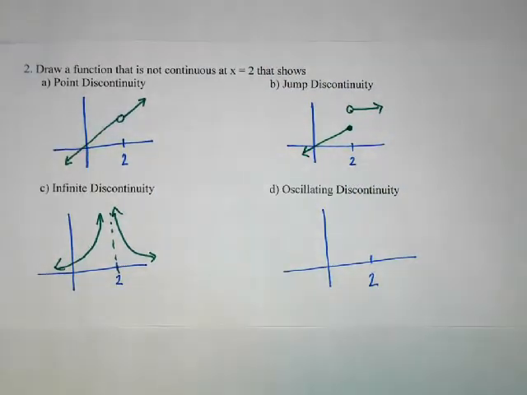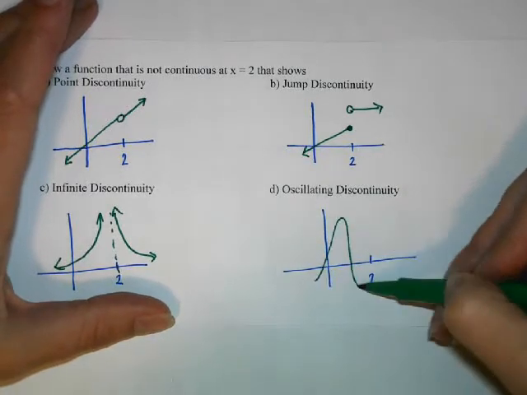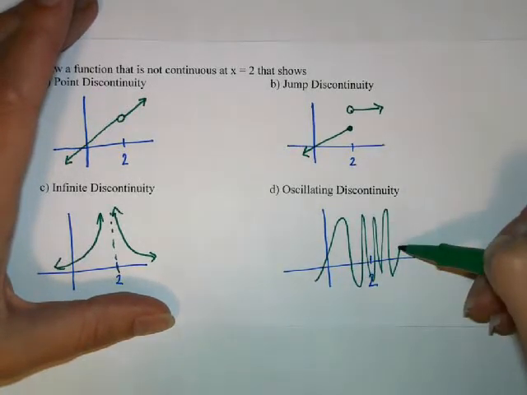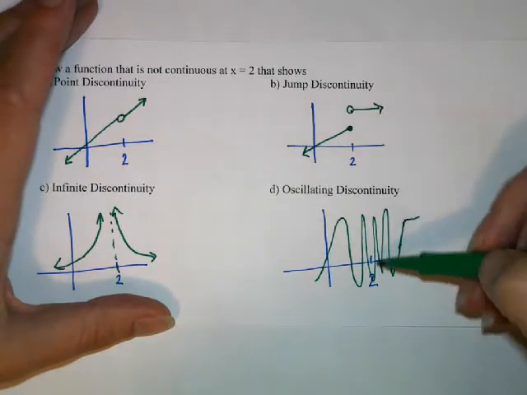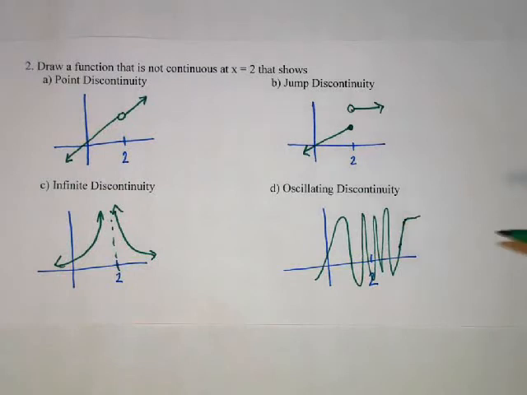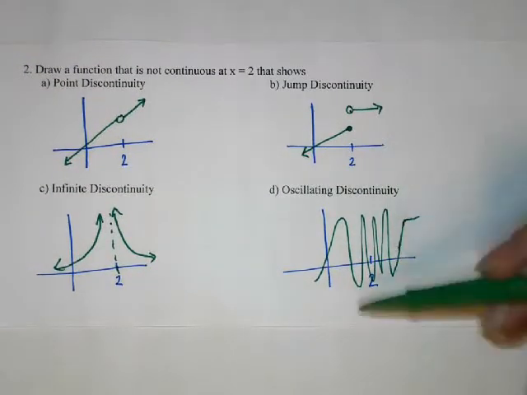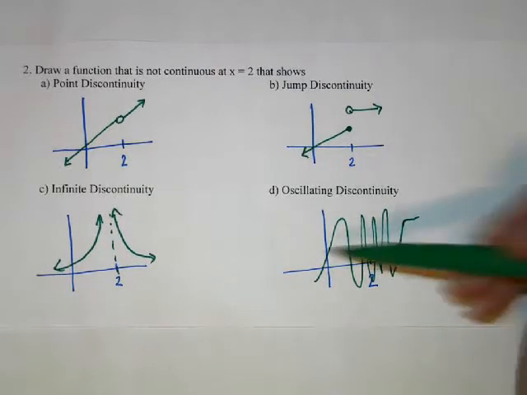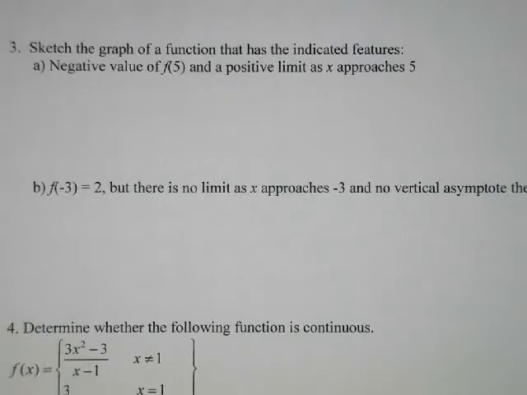An oscillating discontinuity is something where the graph, and this is kind of hard to see, the graph just doesn't approach a single value. It just keeps going up and down. I didn't draw it great, but it's something where it just oscillates to no particular value.